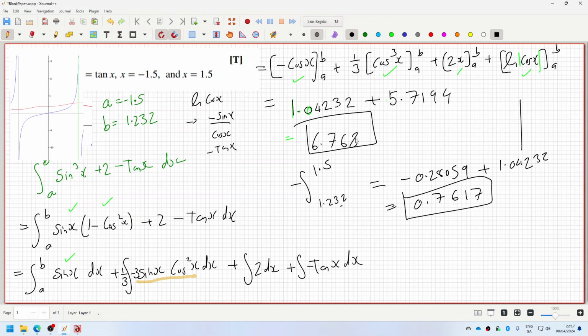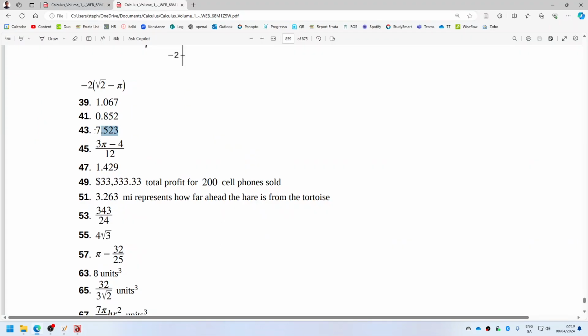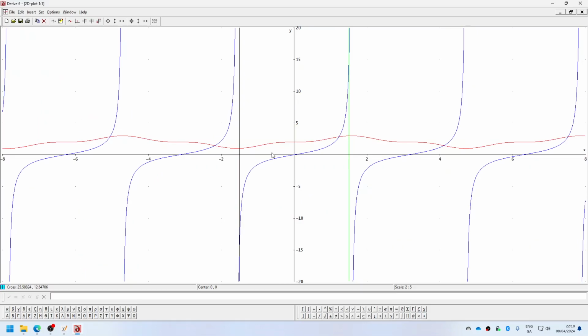And then if I just put an extra 0.7617. So the total now for the two pieces, this piece and this piece, is 7.523. Okay. So yeah, it was this region and this region that they were looking for.